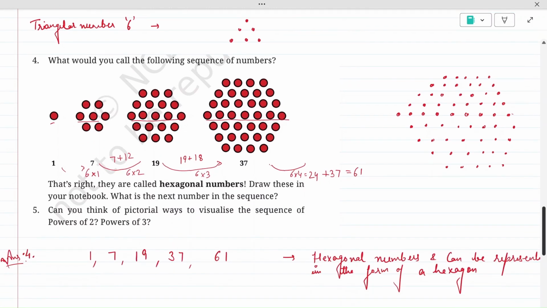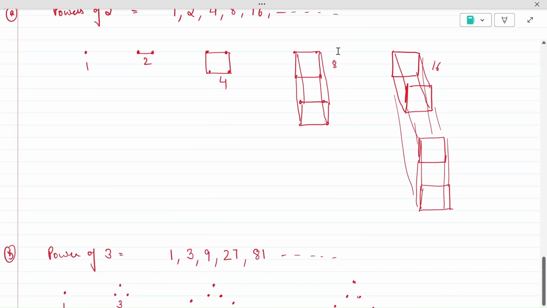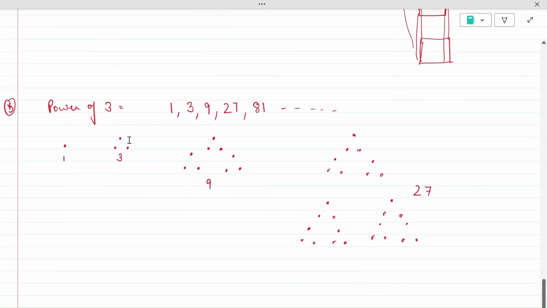Next is how we have to represent the powers of 2. So powers of 2, we can represent in the form of a square and then we can join. And if we have to draw the large structures, we can repeat these structures. Then we have powers of 3. Powers of 3 we have drawn as triangles. And again, as the number gets large, we have to repeat these structures.